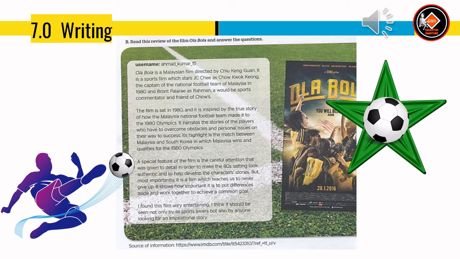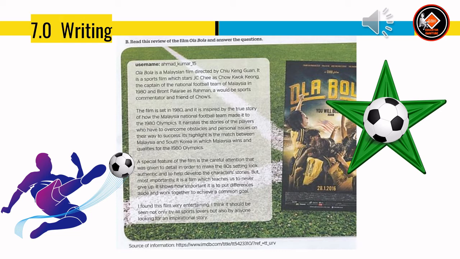Username Ahmed Kumar_15. Ola Bola is a Malaysian film directed by Chu Keng Guan. It is a sports film which stars J.C. Chi as Chow Kwok Keong, the captain of the national football team of Malaysia in 1980, and Bront Palarai as Rahman, a would-be sports commentator and friend of Chow's.